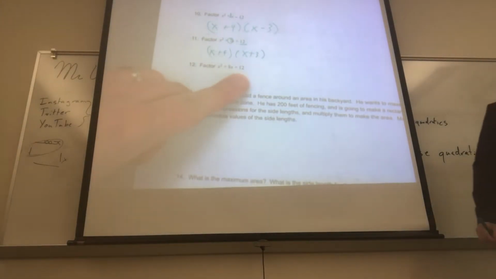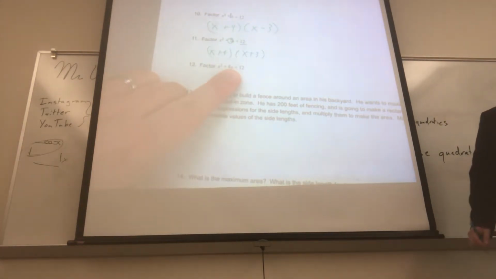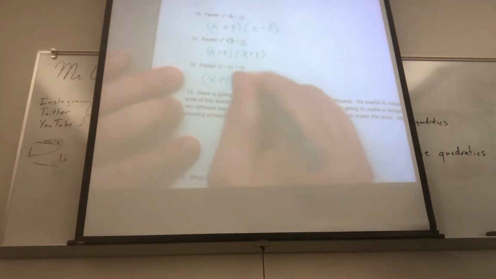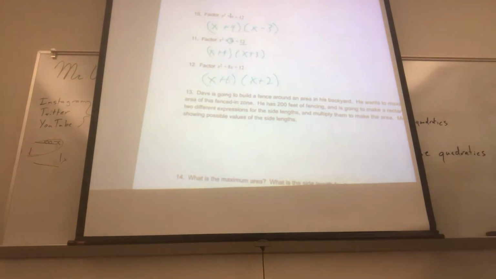And then down here, again, we have different factors for 12, and this middle number is going to decide which ones you use. In this case, it's x plus 6 and x plus 2. When you get to number 13, this is one like we've done before.